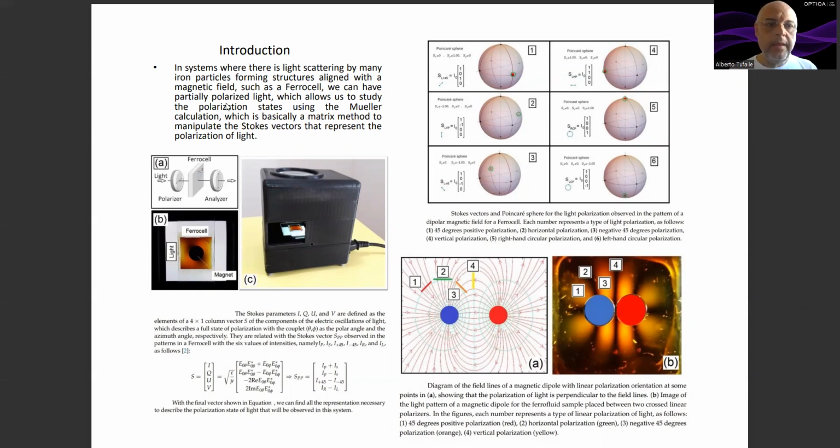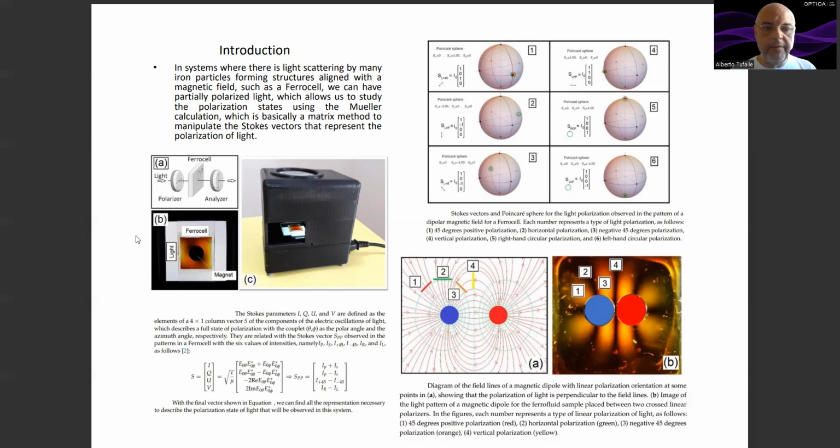Inside this device we have a ferrofluid, and in systems where there is light scattering by many ion particles forming structures aligned with a magnetic field, such as ferrocell, we can have partially polarized light, which allows us to study the polarization states using the Mueller calculation, which is basically a matrix method to manipulate the Stokes vectors that represent the polarization of light.